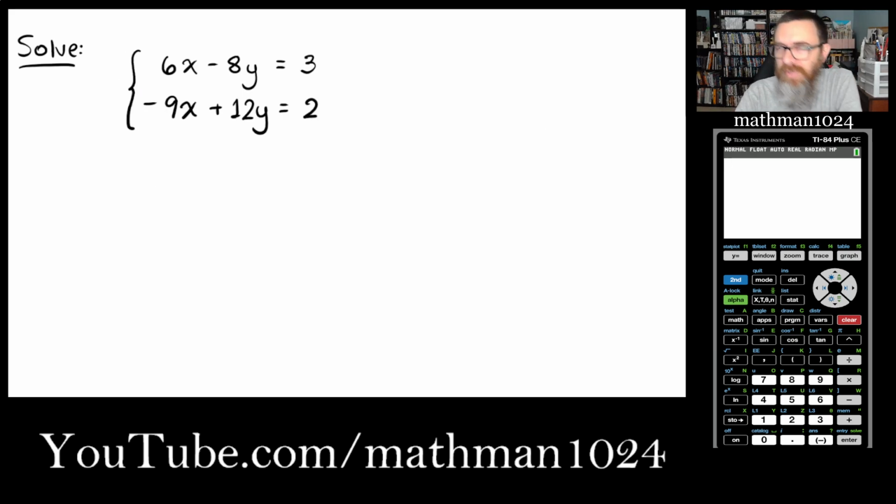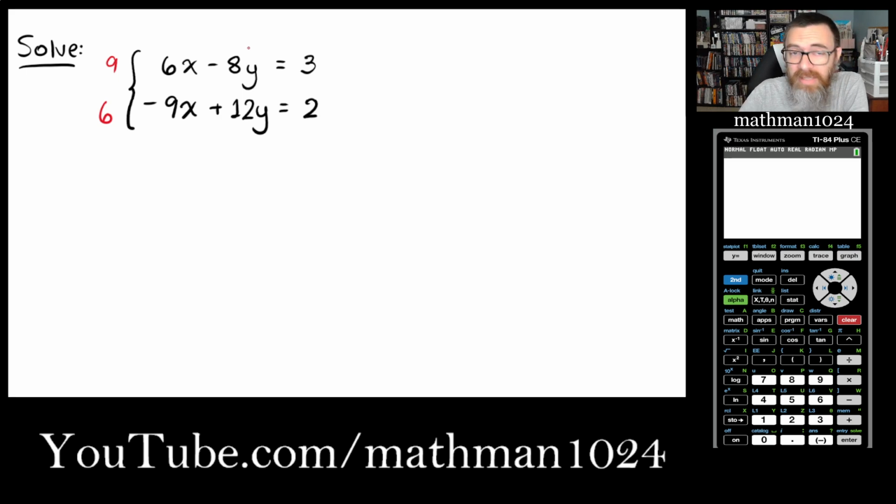This next example is kind of similar to the last one, but you got to pay very close attention. Really pay attention to your signs, to multiplying, all the little stuff. So here, I see that the coefficients for x are already opposite signs. That's good news for us. So if I were to crisscross these coefficients, I'd have 6 down here, 9 up here. So 9 times 6x is 54x. 6 times negative 9x is negative 54x. That's great. These guys are going to reduce.